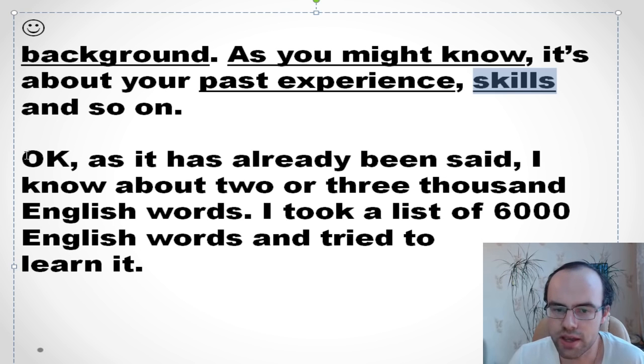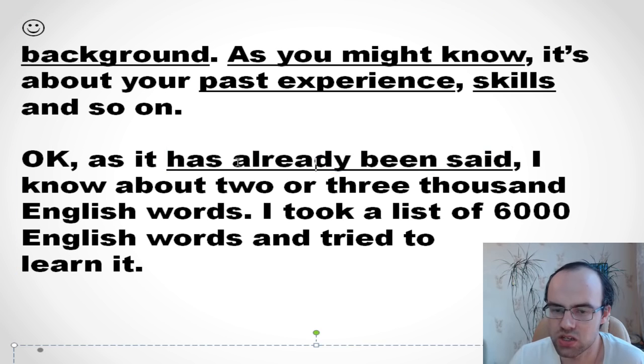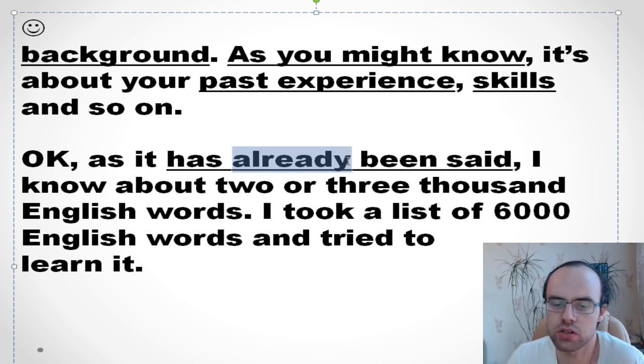Okay, as it has already been said, it's a very nice structure. It means that I have already said it, but it's in passive voice, present perfect passive voice. It has already been said. So we use present perfect because of "already". As it has already been said, it means as I have already said it, I know about 2,000 or 3,000 English words.